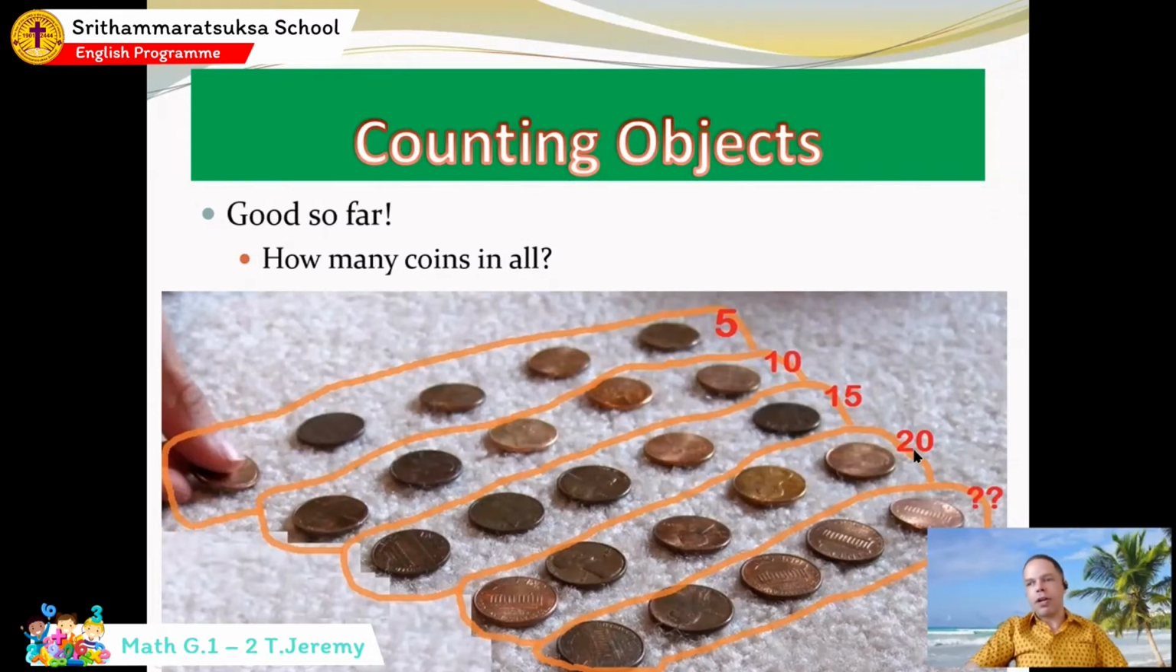So how many coins are here? How many coins are here in all? If you said 25, you are right. Okay, so 5, 10, 15, 20, 25.